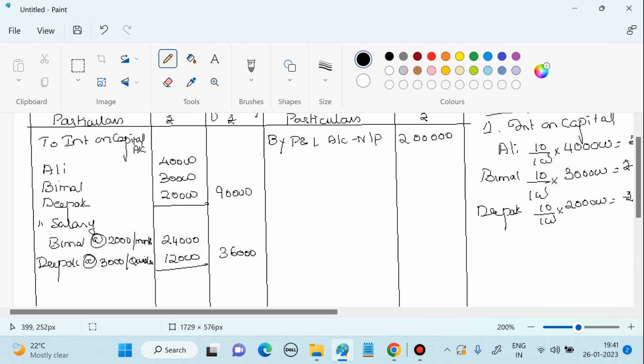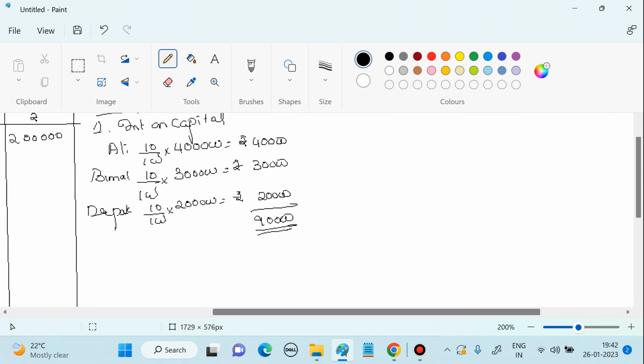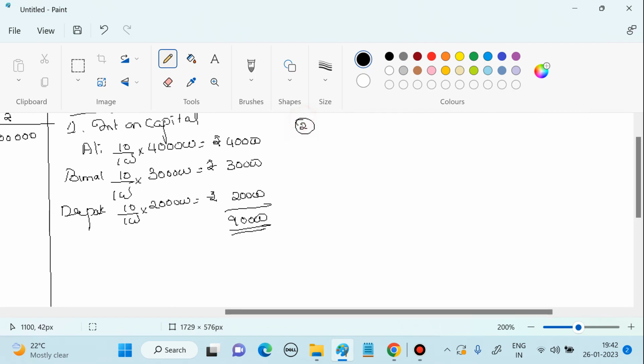Now we have to do the calculation about the actual share of profit of the guaranteed partner, that is Bimal, and compare it with the guaranteed amount. If it is less, then we have deficiency, and that deficiency Deepak would give. So let's do the calculation now for that. Calculation for the guaranteed profit. First, we'll find out the actual share of profit.